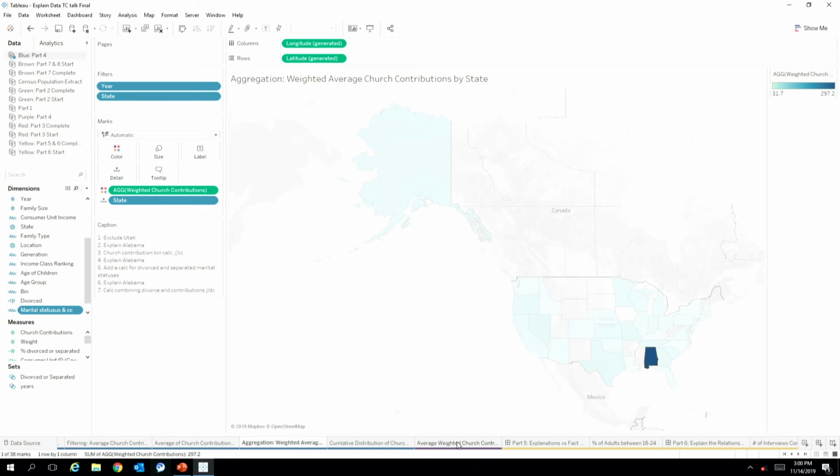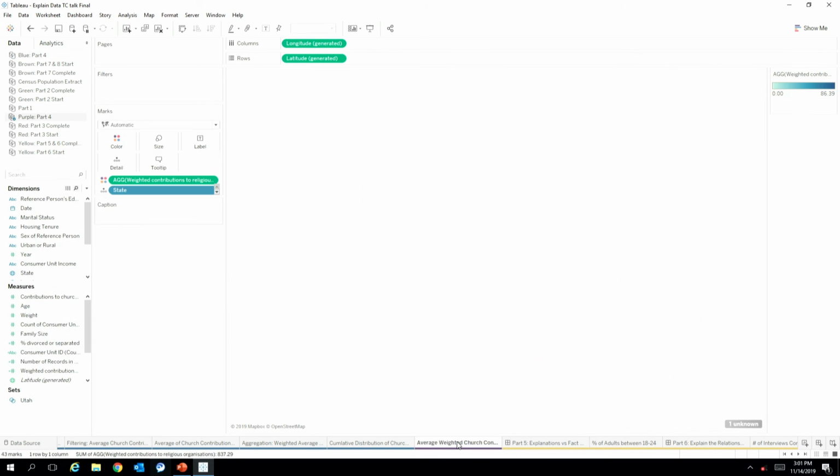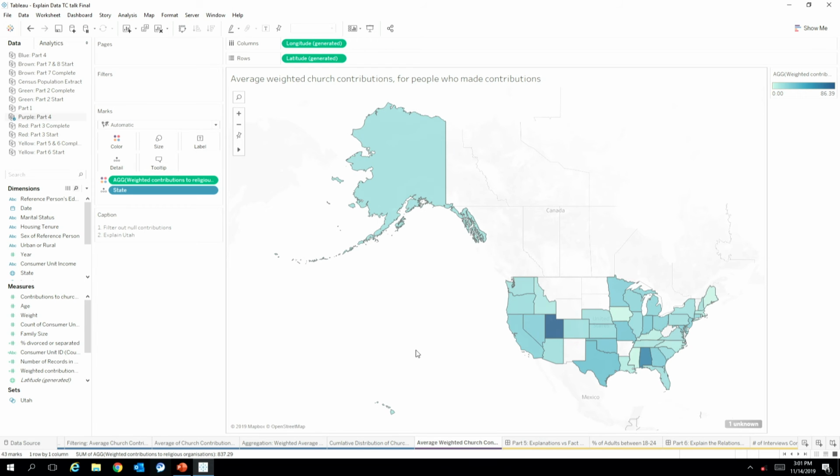All right. Let's now look at a third example here of using filtering and so on to explain data. So we're looking here now, I've added Utah back in. We're looking at the weighted contribution to religious organizations. In this viz, I'm representing the nulls with 0. So let's say I wanted to explain it just for the population that has made religious contributions.